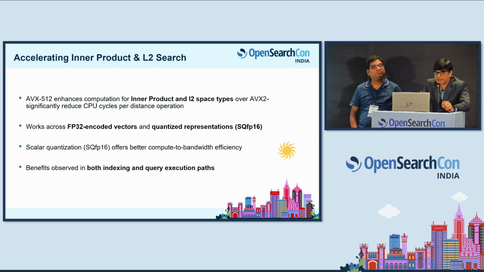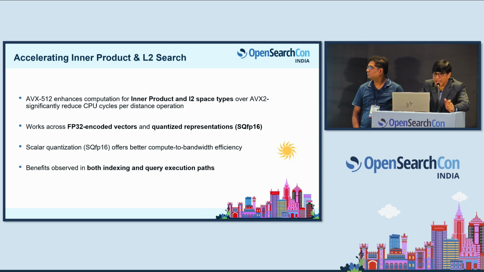Now our team actually worked along with the FAISS Facebook engineers to get it integrated into FAISS. What we did is add the support for 512 bit width. And where exactly we see a huge performance improvement is in the inner product and L2 space types. Inner product and L2 space types are nothing but the ways of calculating the distance between two vectors.